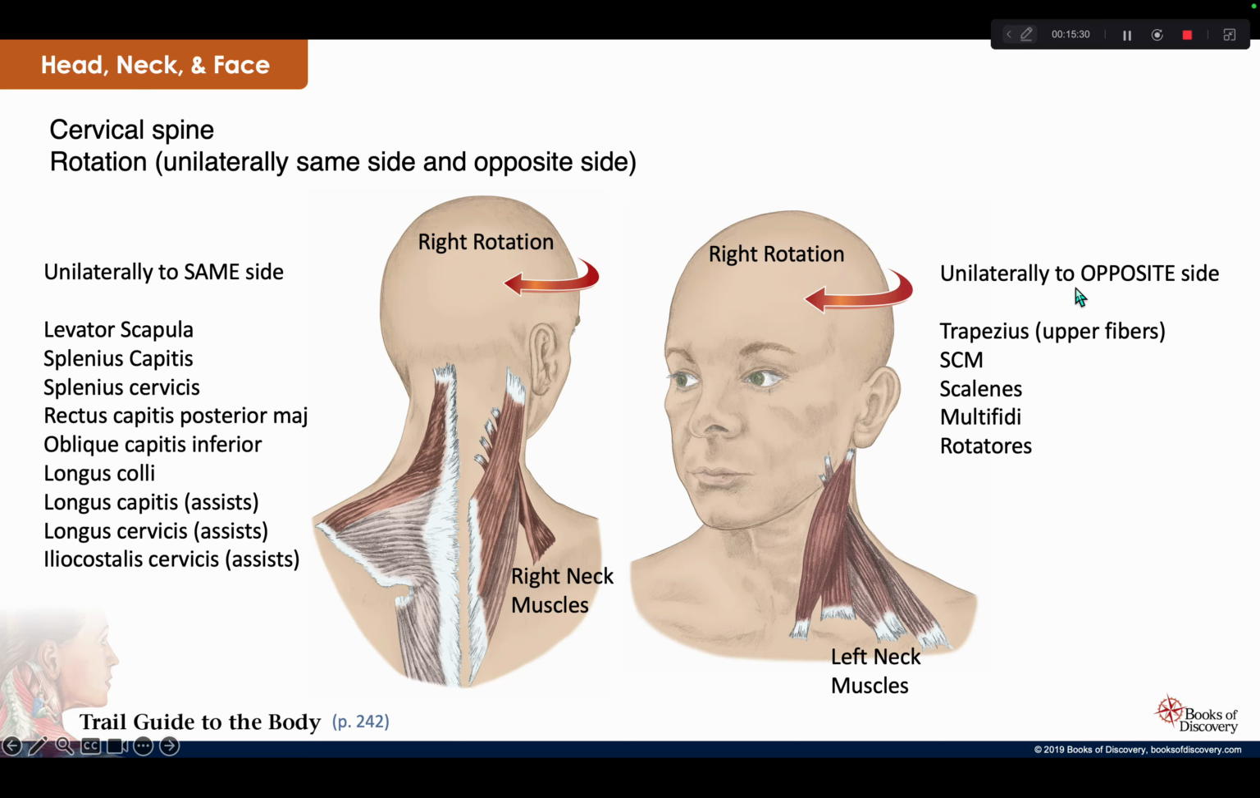Now, this is the fun one. These muscles will unilaterally, one-sided, rotate the opposite. So your upper fibers of your trap, SCM, scalenes, multifidi, and rotatores, all on that side, are confusing as heck and like to rotate to the opposite side. So as long as you remember, these guys are opposite. The other muscles that are all rotators will probably just do the same side, right?